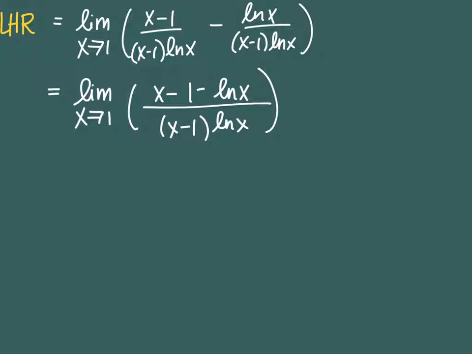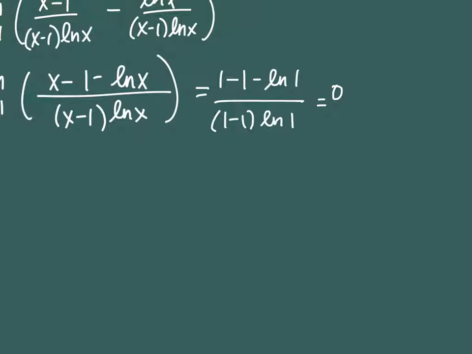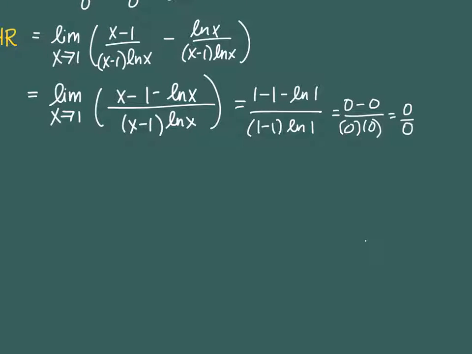So I'll plug 1 in here. That'll give me 1 minus 1 minus ln 1 over 1 minus 1 times ln 1. And that gives me 0 minus 0 over 0 times 0, so 0 over 0. So I have my indeterminate form again. So the indeterminate form has to be rewritten into the point where it's 0 over 0. Then I can apply L'Hopital's rule. Now I can do, and it gets a little bit ugly, but it'll be all right.